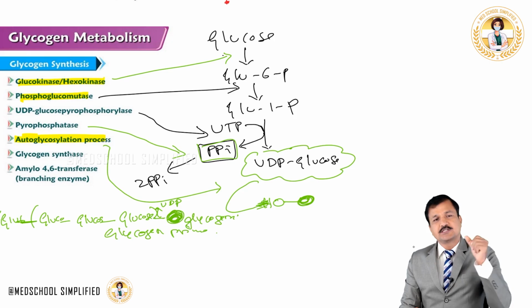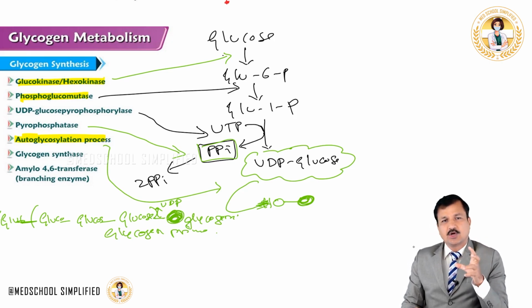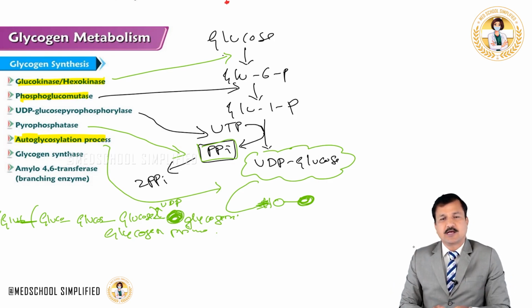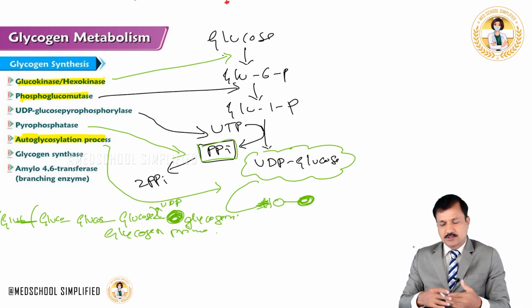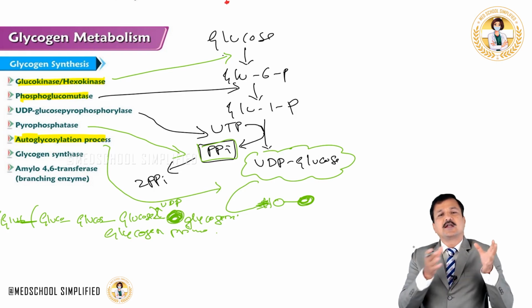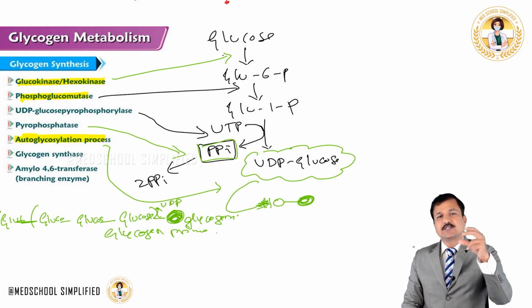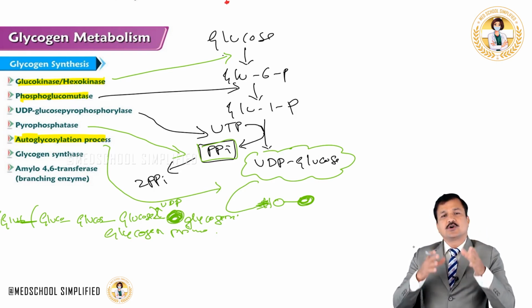Once 8 glucose residues are made by the autoglycosylation process, the glycogen synthase enzyme will come. It is going to use UDP-glucose coming from these reactions and elongate that particular chain up to 11 glucose residues. Once it reaches 11 glucose residues, a part of the chain is broken down.